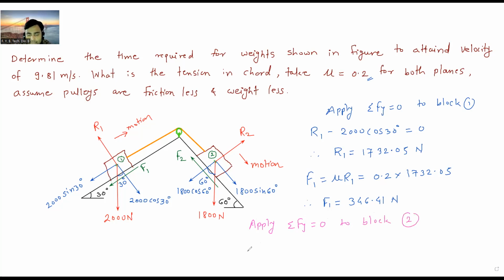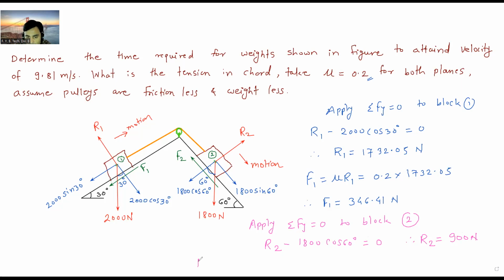Now if you apply that, what you will get? Here, this is your x-axis, and perpendicular to this is your y-axis. Forces parallel to this y-axis are these forces: R2 and 1800 cos 60. So it will be R2 moving upward minus 1800 cos 60 is equal to 0. Therefore, what is the value of R2? R2 is 900 newton.